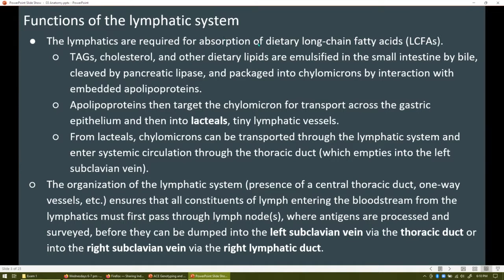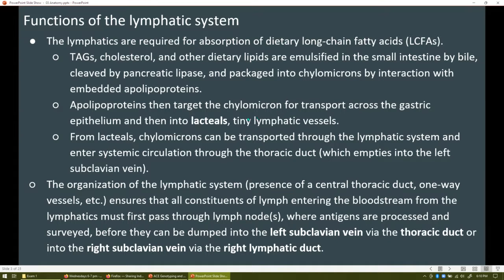They are required for the absorption of dietary long-chain fatty acids. So in the small intestine, bile will emulsify triacylglycerols, cholesterol, and other lipids. They get cleaved into glycerol and fatty acids by pancreatic lipase, and then they're packaged into those big chylomicrons by interaction with the embedded apolipoproteins. And this is how they're absorbed. Apolipoproteins bind to receptors on gastric epithelial cells, and then they are transported into lacteals.